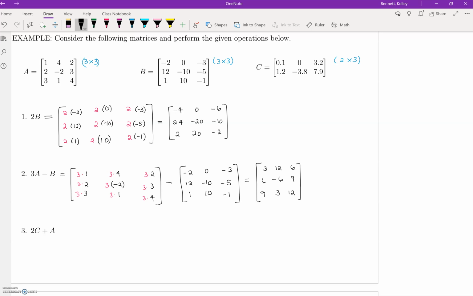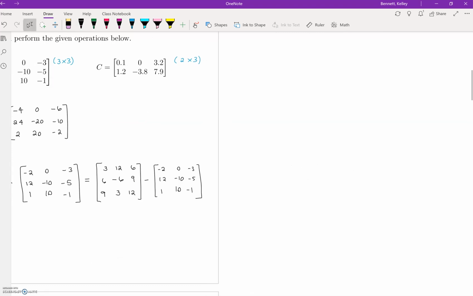Okay, and then from that, I'm going to subtract B. So again, we still haven't done really anything to B. We've only multiplied A by 3. So I still have -2, 12, 1, 0, -10, 10, -3, -5, and -1. So I'm going to scroll way over here. So now that I have my 2 matrices, I've pushed my scalar multiple through on A. I'm going to just subtract term by term.